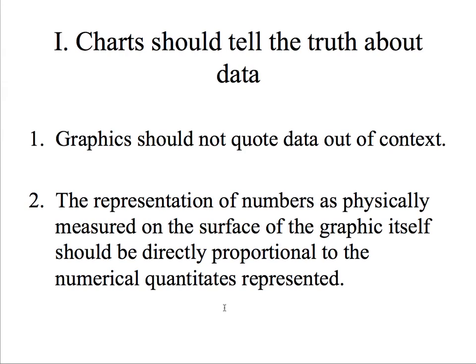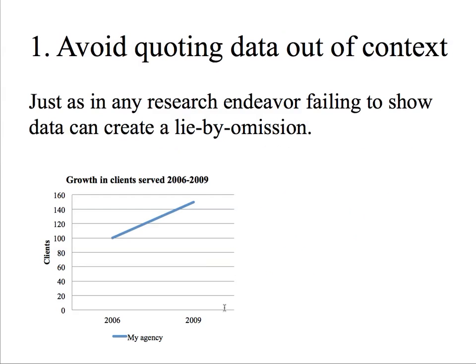But first let's start with graphical integrity, right? A graphic should not quote data out of context. I'll give you an example of this. Let's suppose we want to show the growth in our clients, right? And we decided to show 2 points in time. Here we're showing that in 2006 I had 100 clients, and in 2009 our agency had 150 clients. The line is showing a great increase, right? A 50% increase in clients from 2006 to 2009.